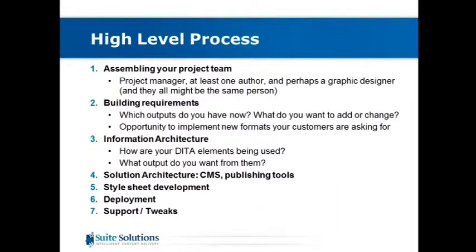So the high-level process takes several steps to get through to that magic button result that we're looking for. The first thing you're going to need to do is figure out who is going to be on your team. What you generally need is a project manager, somebody to help with the scheduling and figure out the budget, things like that. You need an author who's familiar with the content and is going to be familiar with the markup. It's possible you're going to want a graphic designer involved to help you figure out the design, the layout, which margins, how things are going to look. And it could even be that it's all one person doing all of that.